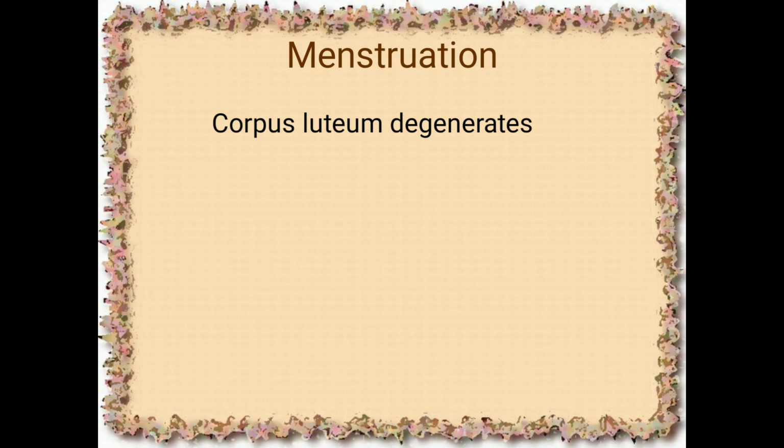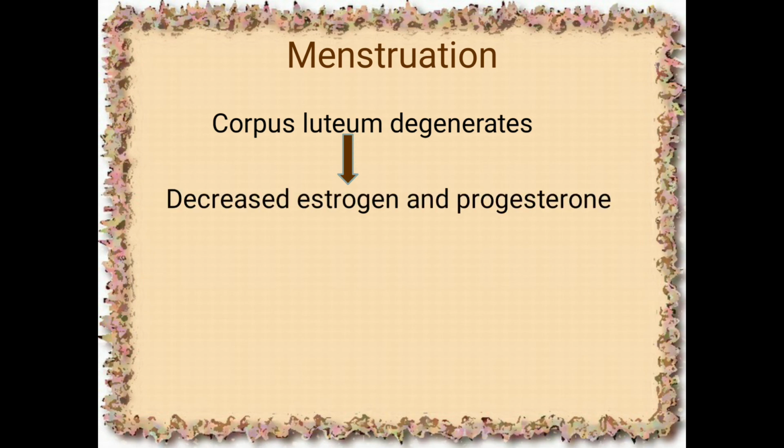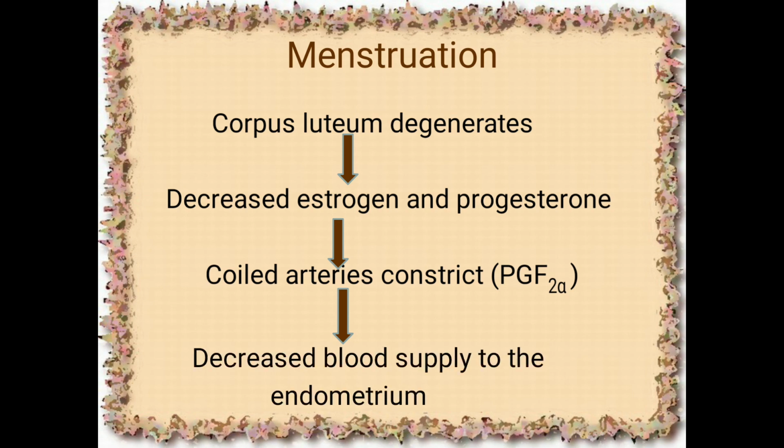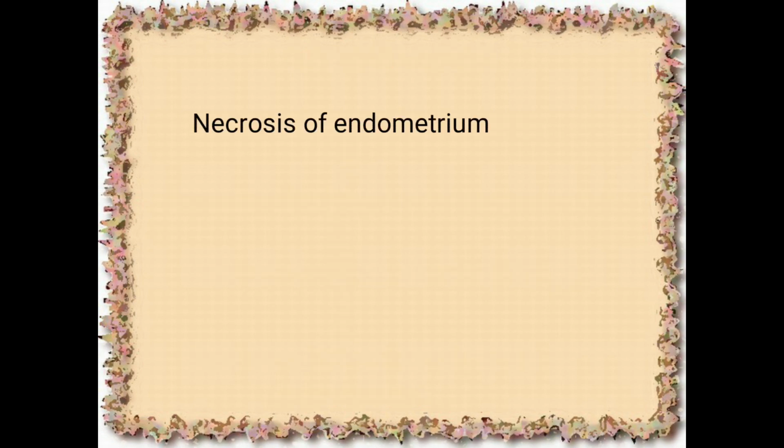Because of the decreased secretion, the reduction in the steroid hormones, it causes destabilization of the lysosomal membranes in the endometrial cells. So that leads to a release of proteolytic enzymes and production of prostaglandins, especially PGF2 alpha. These proteolytic enzymes cause lysis of the endometrial tissue, and the prostaglandin causes vasospasm. It constricts the coiled arteries. So all this will lead to decreased blood supply to the endometrium.